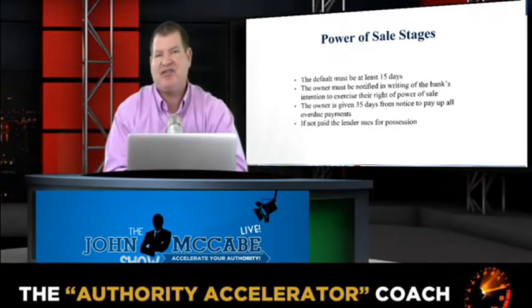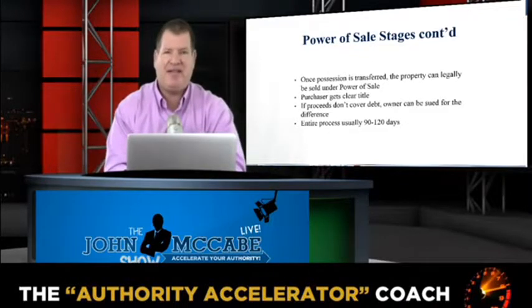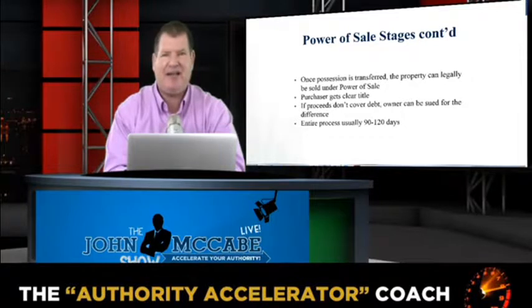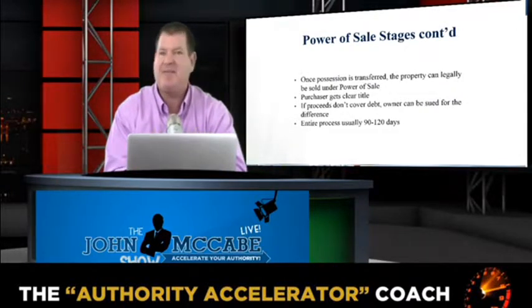Now, the purchaser of the property under the power of sale gets clear title, and if the proceeds don't cover the debt owed, the owner can be sued for the difference. And the entire process usually takes between 90 to 120 days. So you can see the difference between the power of sale time frames and the judicial sale time frames. There's a big difference. It's much quicker in the power of sale provinces. It's a lot less expensive in the power of sale provinces. In the judicial sale provinces, it can drag out for an entire year.